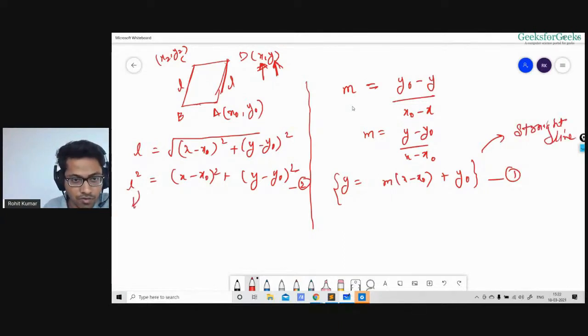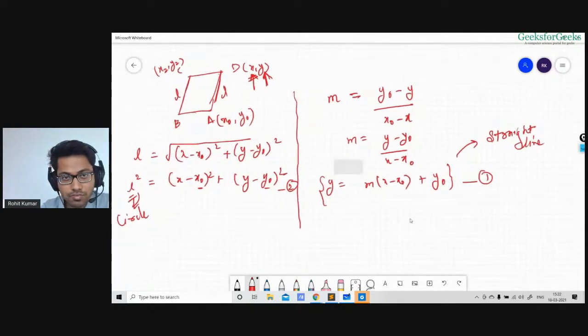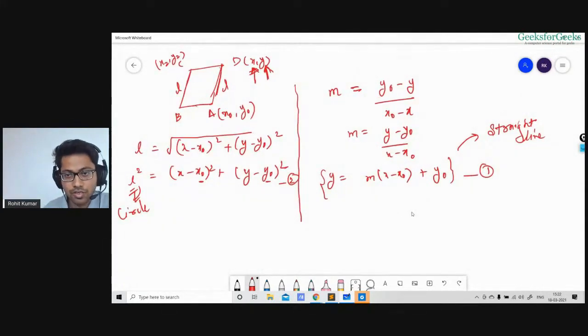And this is an equation of a circle where x naught and y naught is my center of the circle, and L is my radius. So there is a reason why I'm focusing on these things. Let me draw it and explain.